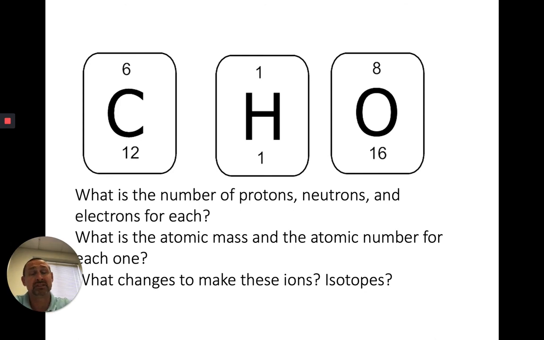The number of electrons can change. That makes it an ion. The number of neutrons can change. That makes it an isotope. How do we know how many neutrons are in an atom?